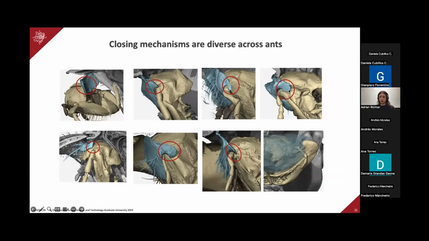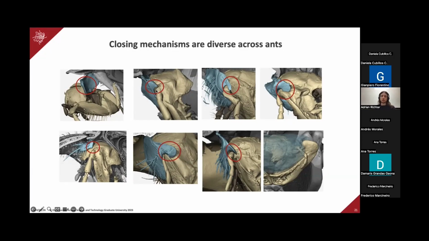In some ants, there is this projection of the maxilla, of the maxillary stipes, to be precise. This is the central hard cuticular plate of the maxilla. That projection of the stipes presses against the labral hook, which leads to a very tight interlocking. Everything is nice and locked.